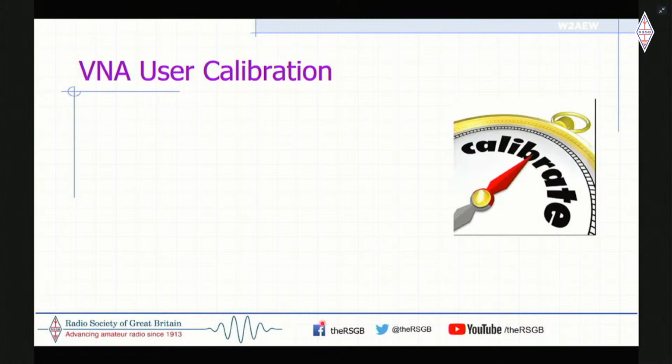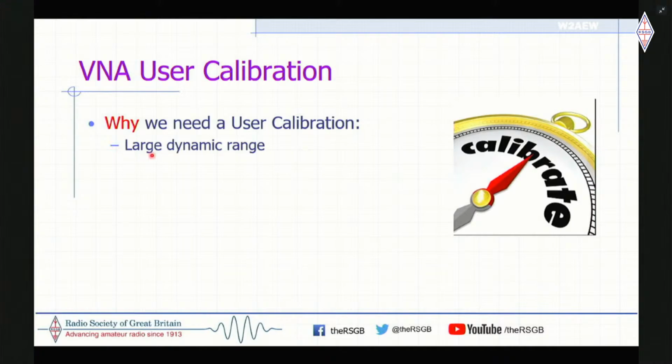So another thing that can be confusing with any VNA is something called a user calibration. And so why do we need a user calibration, you might ask? It's like, well, we just bought this device. Wasn't it calibrated at the factory? Well, the answer is it was, but there are other reasons why we actually need to do a calibration.